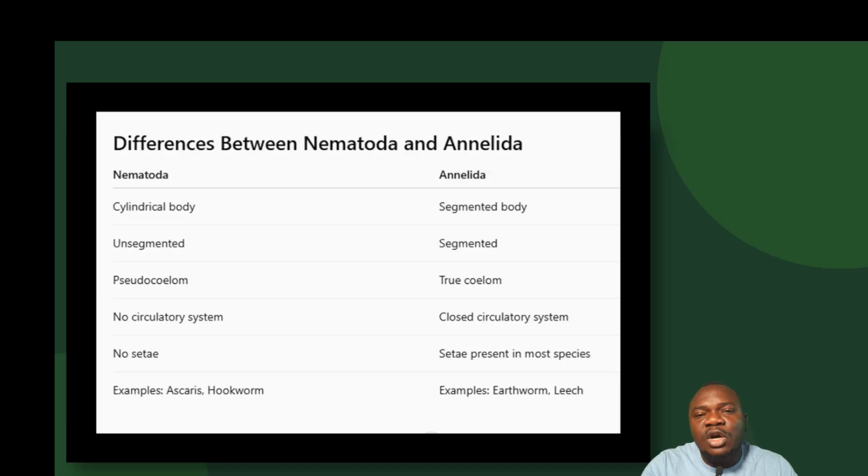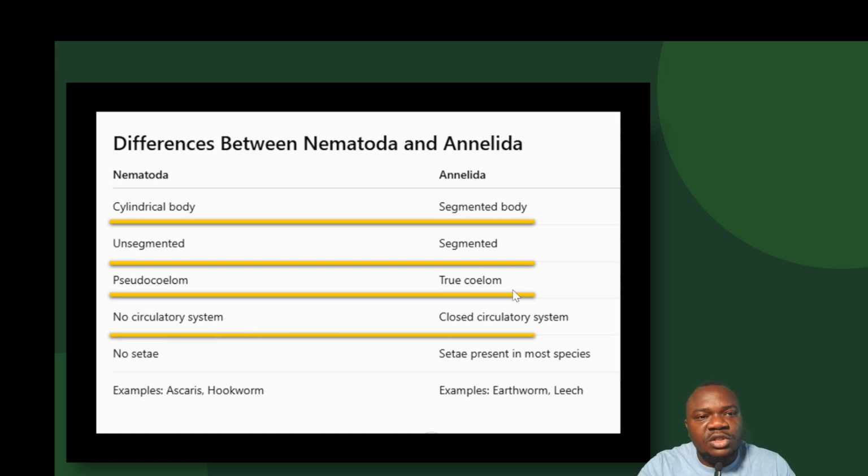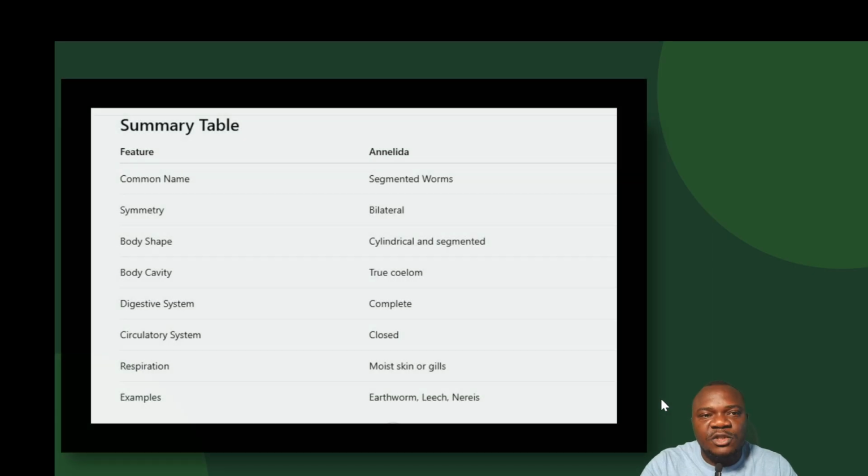Okay, so I just want to give you a clear difference between annelids and nematodes. All right, so you can see that nematodes have a cylindrical body, while annelids are segmented. So a nematode is unsegmented, annelid segmented. Nematodes have a pseudocoelom, while annelids have a true coelom. No circulatory system in nematodes, while annelids have a closed circulatory system. No setae, while setae are present in annelids. And good examples of nematodes are ascaris and hookworm, and examples of annelids are your earthworm and your leech. And just a quick difference between them.